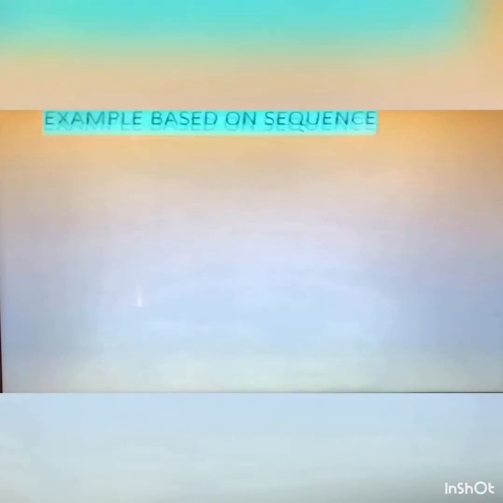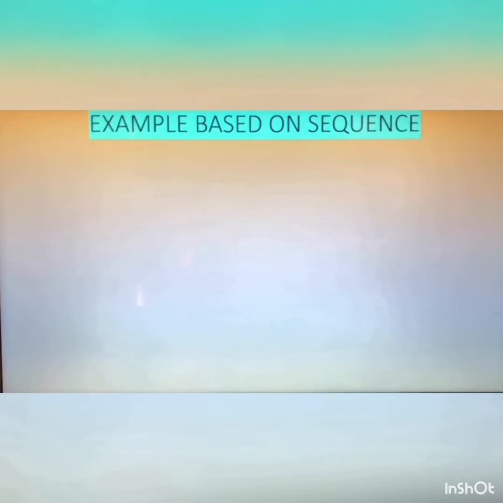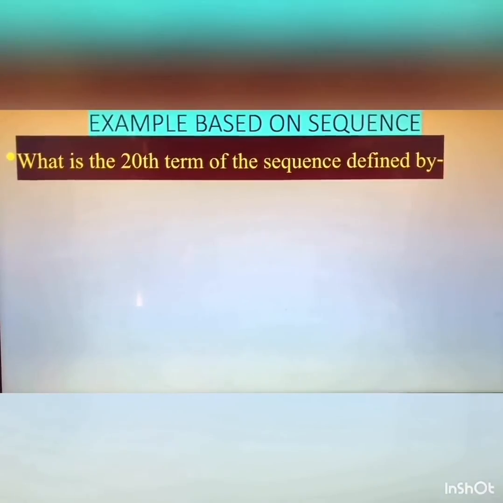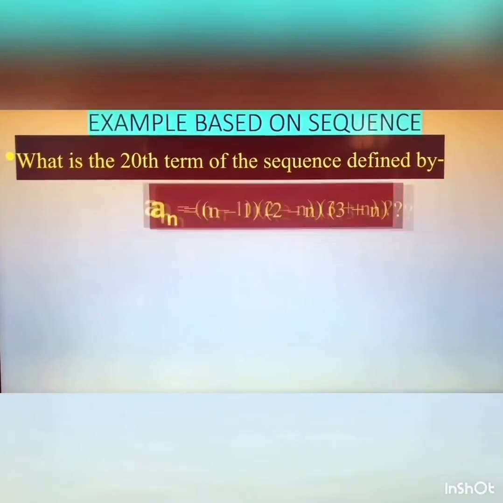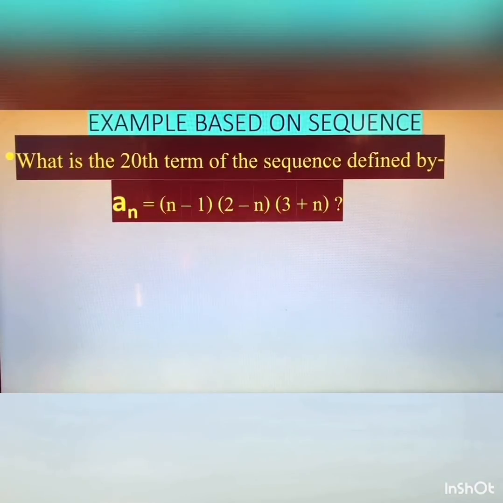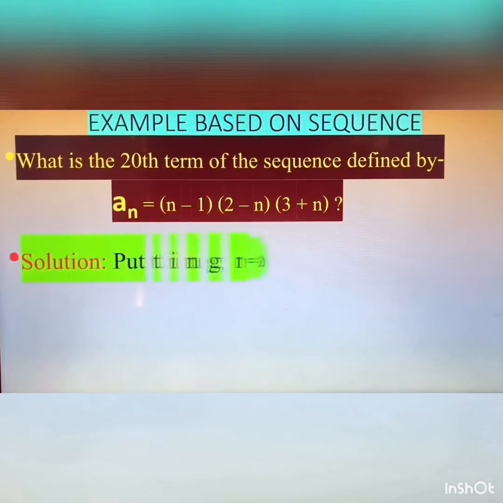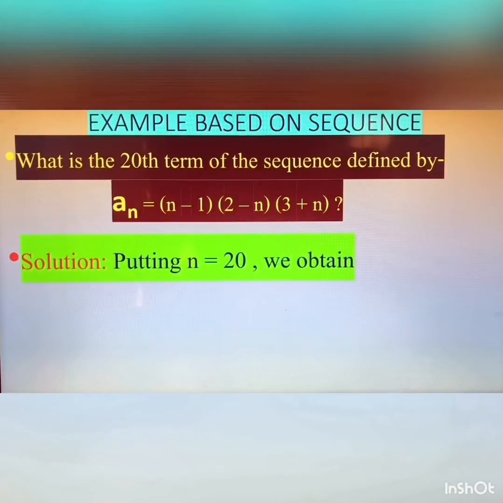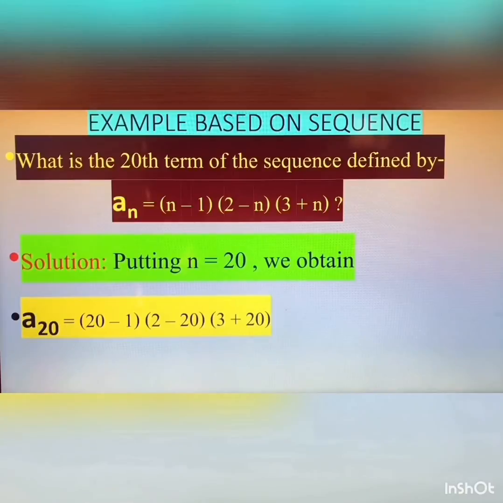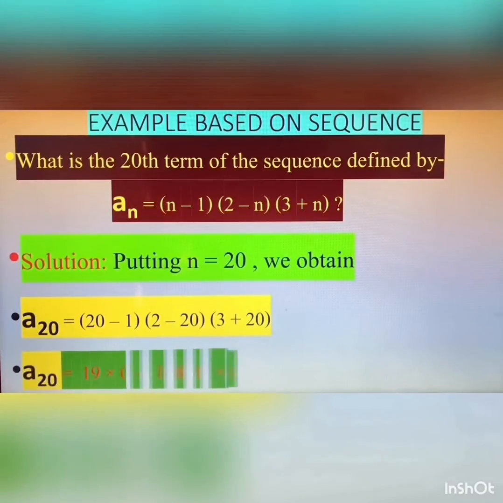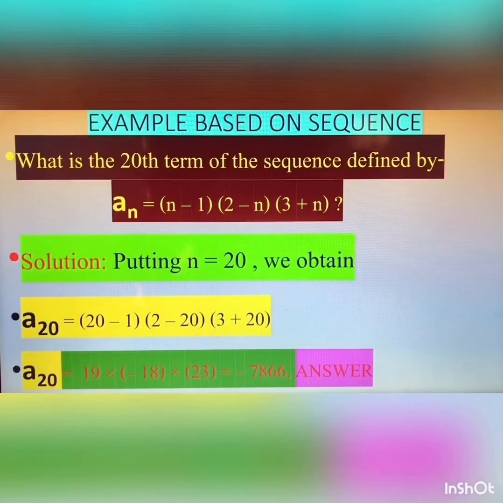After that, moving to another topic, an example based on sequence. Let us take the first question: what is the 20th term of the sequence defined by a_n = (n minus 1)(2 minus n)(3 plus n)? To find the 20th term, we put n equal to 20, that is, replace n by 20. We get 20 minus 1, 2 minus 20, and 3 plus 20. So the 20th term is 19 into minus 18 into 23, that is minus 7866. So this is the 20th term of this sequence.